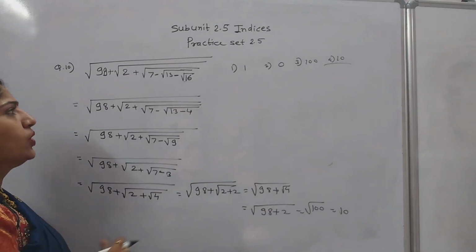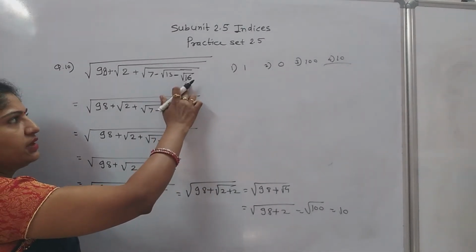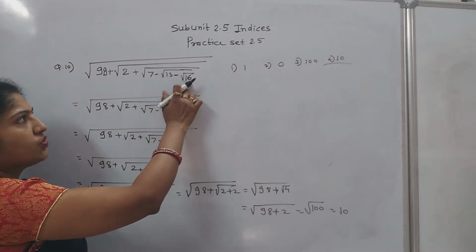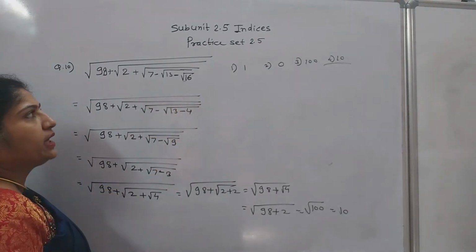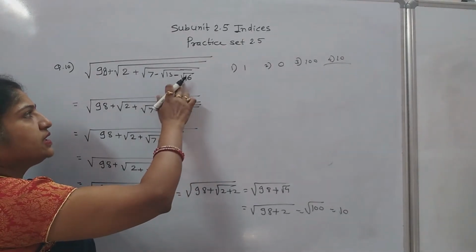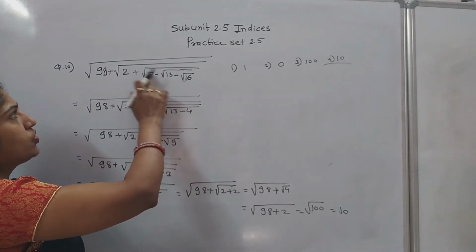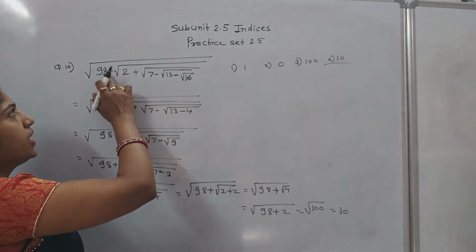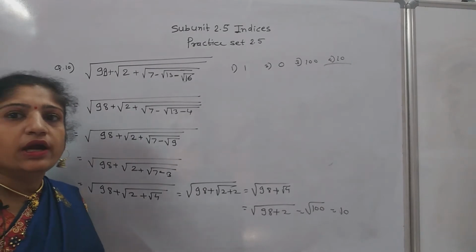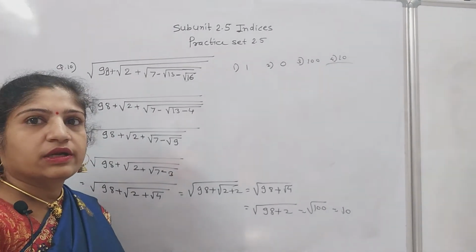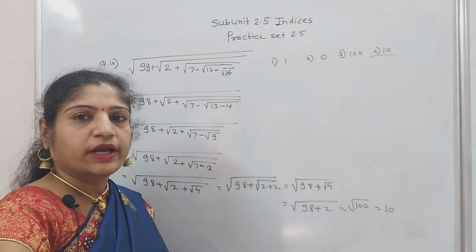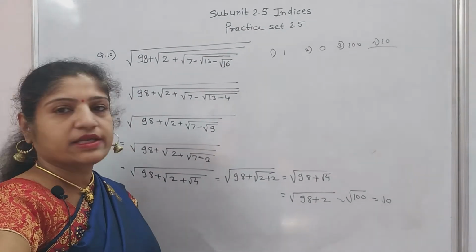Find the answer orally. Under root of 16, 4. 13 minus 4, 9. Now under root of 9, 3. 7 minus 3, 4. Under root of 4, that is 2. 2 plus 2, 4. Under root of 4 means 2. And 98 plus 2 in under root, that is 100. Under root of 100, that is 10.